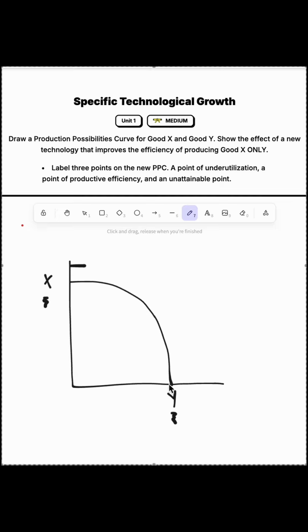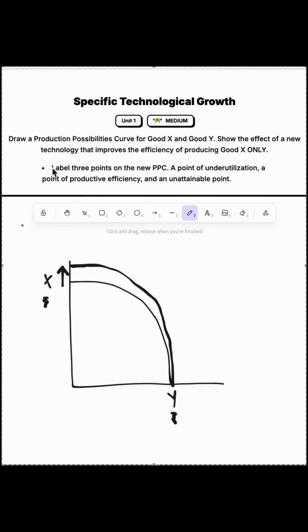What happens if the country only decides to produce good Y? Well, this technology has no effect whatsoever. So we start at that same point for good Y. Now we can connect our two dots. Right, we have to be kind of careful drawing this. And our new PPC curve looks something like that. So the shift only really happens here for good X, right?